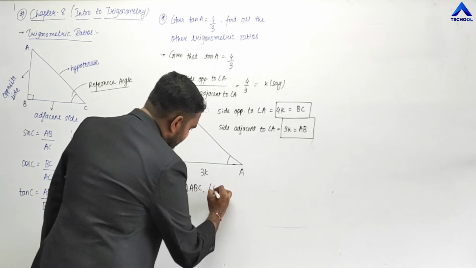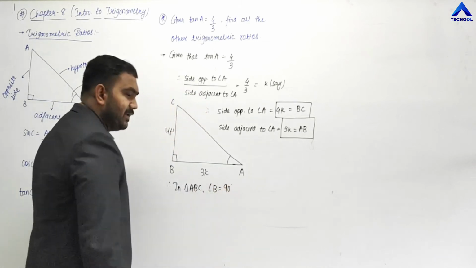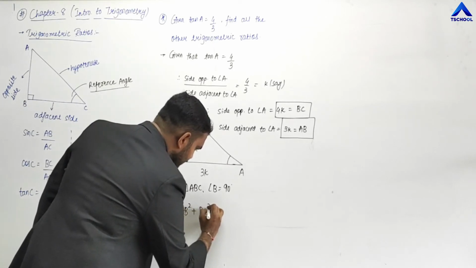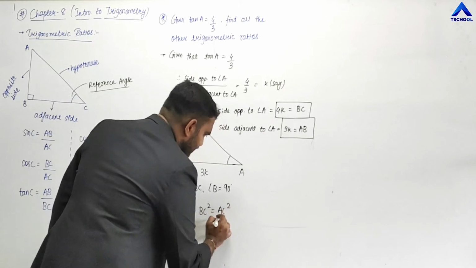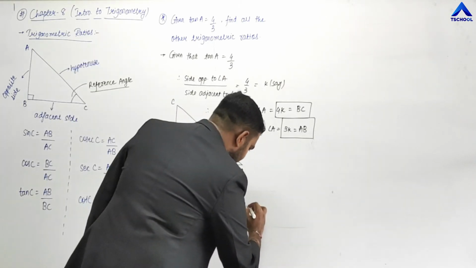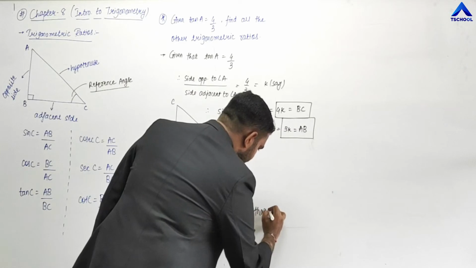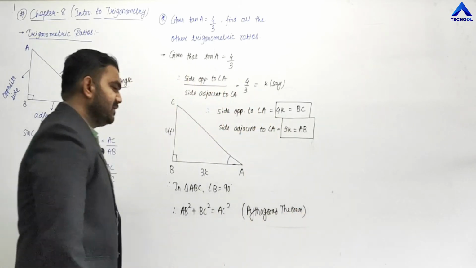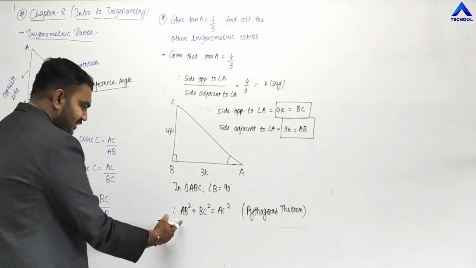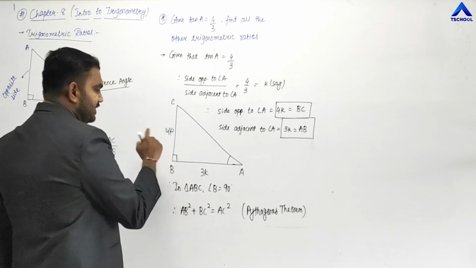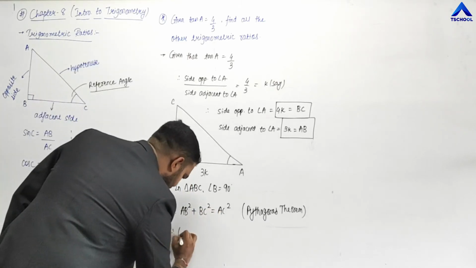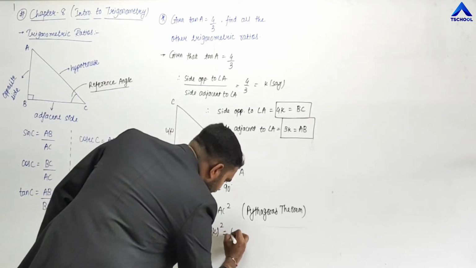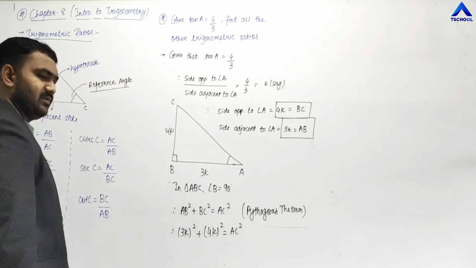Therefore, in triangle ABC, angle B is equal to 90 degrees. Therefore, AB square plus BC square is equal to AC square. That can be written by the Pythagoras Theorem, right? So we have AB, that is 3K, and BC, that is 4K. Therefore, 3K square plus 4K square is equal to AC square.